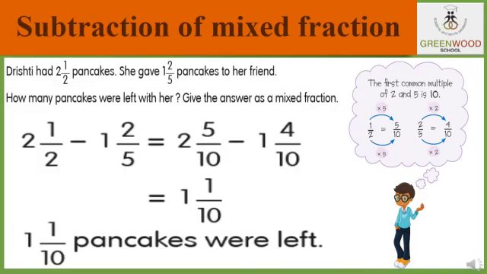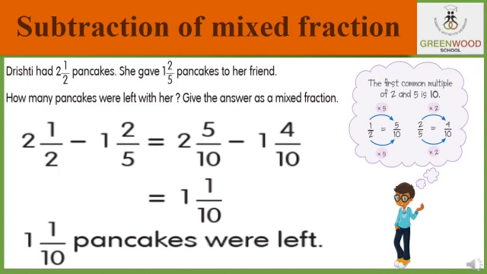The next topic is subtraction of mixed fractions. Drishti had 2 integer 1 by 2 pancakes. She gave 1 integer 2 by 5 pancakes to her friend. How many pancakes were left with her? Give the answer as a mixed fraction. So first we'll convert 1 by 2 and 2 by 5 to like fractions. Let's see the first common multiple. The first common multiple of 2 and 5 is 10.